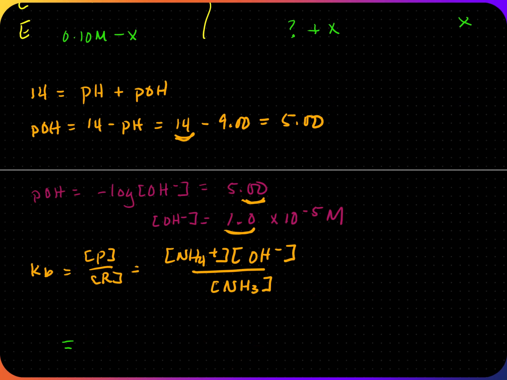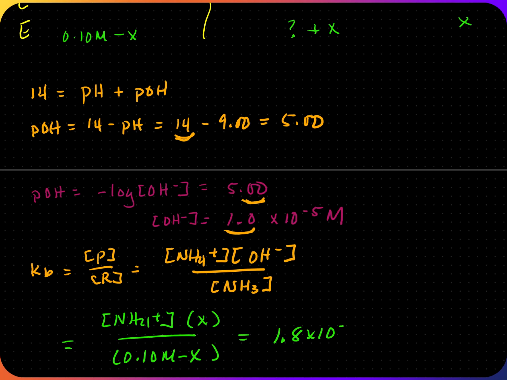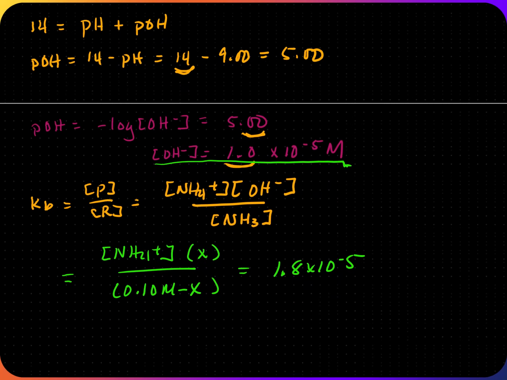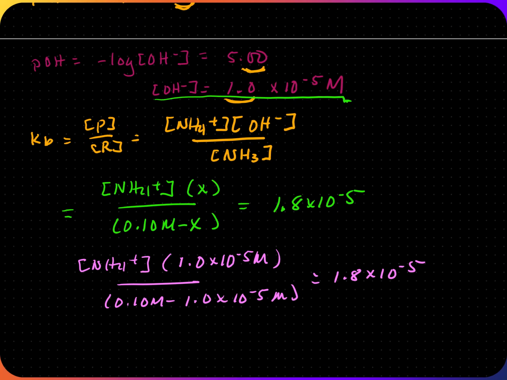To make the math simpler, I'm going to leave ammonium as is, times OH, which is X, divided by 0.10 molar minus X. This is equal to 1.8 times 10 to the negative fifth. We know what X is because we calculated the concentration of OH minus at equilibrium. It is 1 times 10 to the negative fifth. So now I'm going to plug that in.